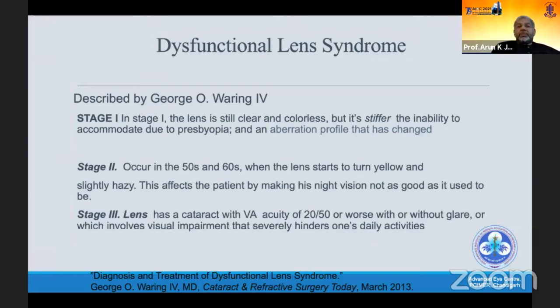And stage two happens when the lens starts turning a little yellow. It happens between 50 to 60 years of age, and there is slight blurring of the vision. It affects the vision by affecting first the night vision. That is the first sign of cataract. And stage three is when the visual acuity goes below 20/25, and the patient has an obvious cataract with or without glare, and it involves visual impairment.